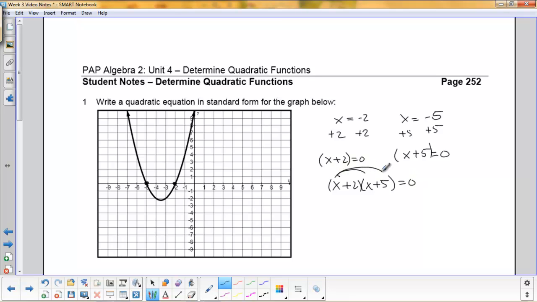Do double distribution or FOIL. And I get x squared plus 5x plus 2x plus 10. And then combine like terms, and that is that. So, given a graph, find the roots, set them both equal to 0, and multiply them back together.